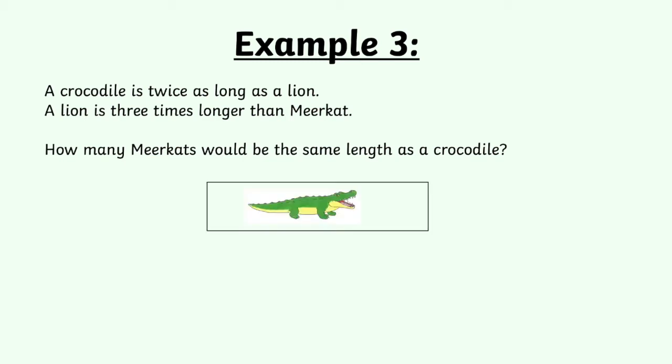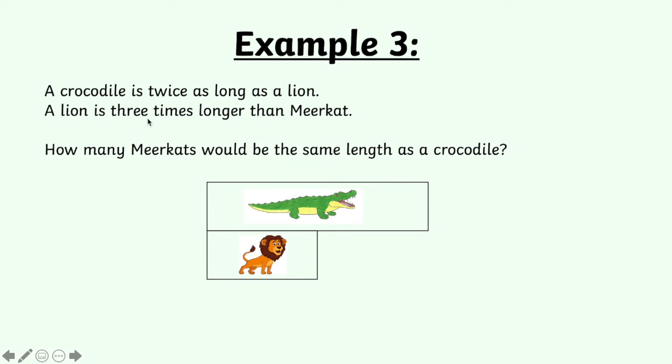Let's look at this first bit. Here's a crocodile. A crocodile is twice as long as a lion. Right, okay, we can draw that, can't we? So here we go. Here's a lion, and it's half the crocodile because the crocodile is twice as long as it. So we could fit one more lion all the way to the end, and it would be the same overall as a crocodile. Right, so we've represented that first bit of the question, that a crocodile is twice as long as a lion. Now let's look at the second bit.